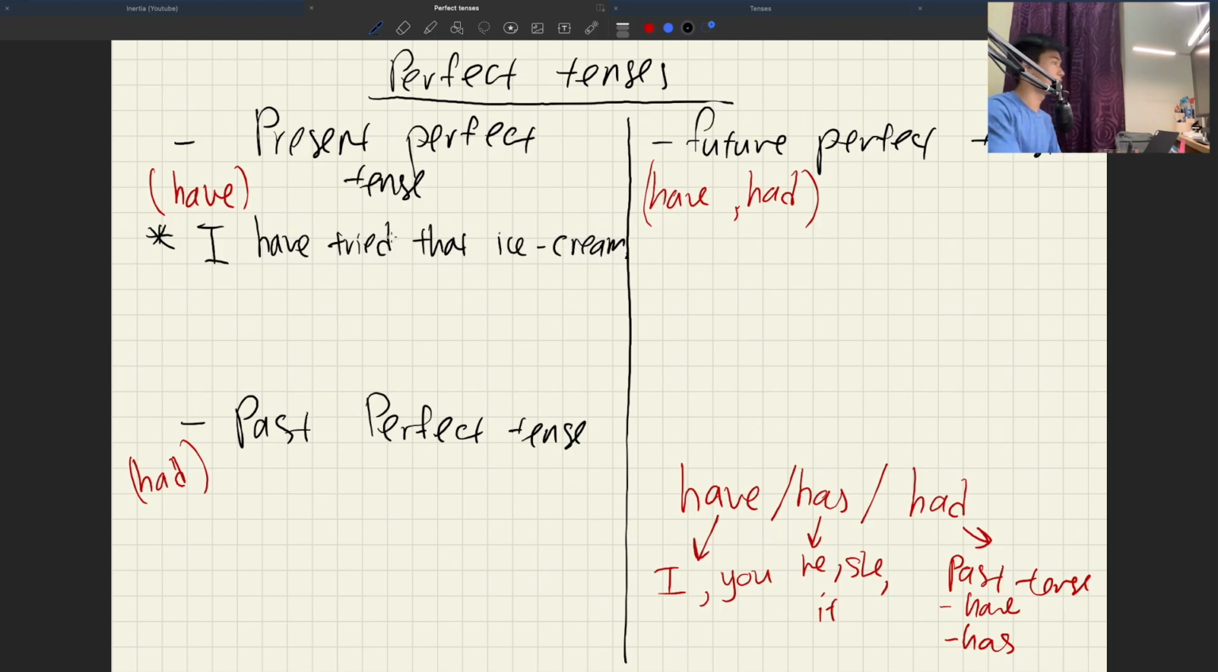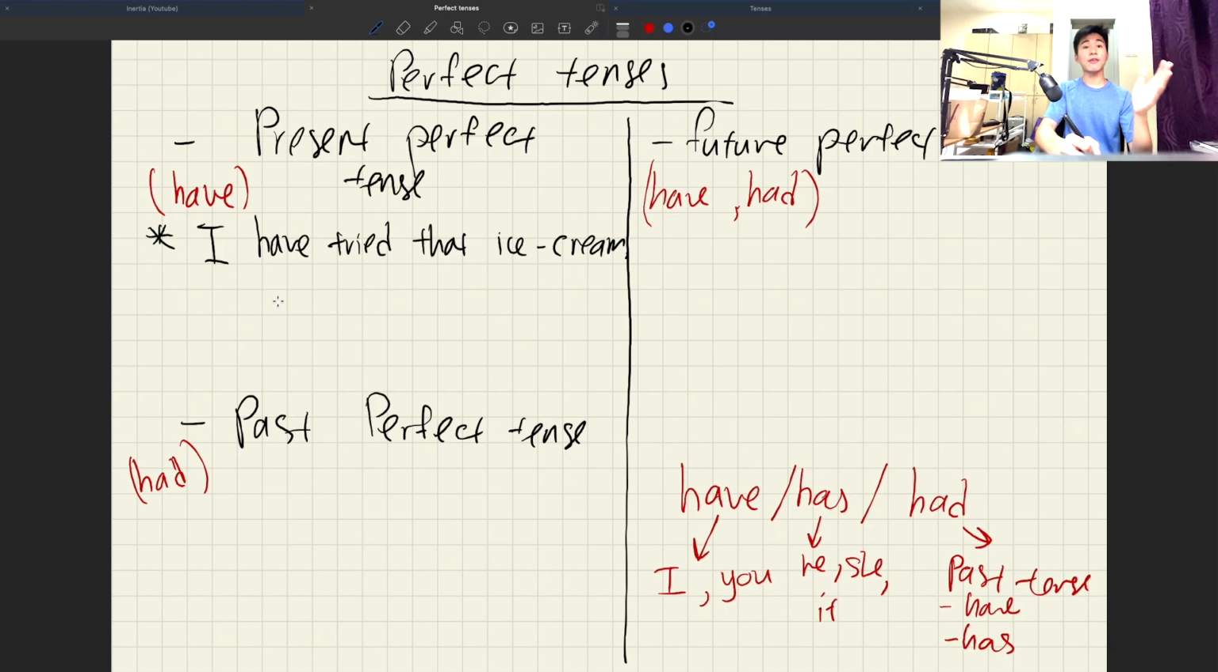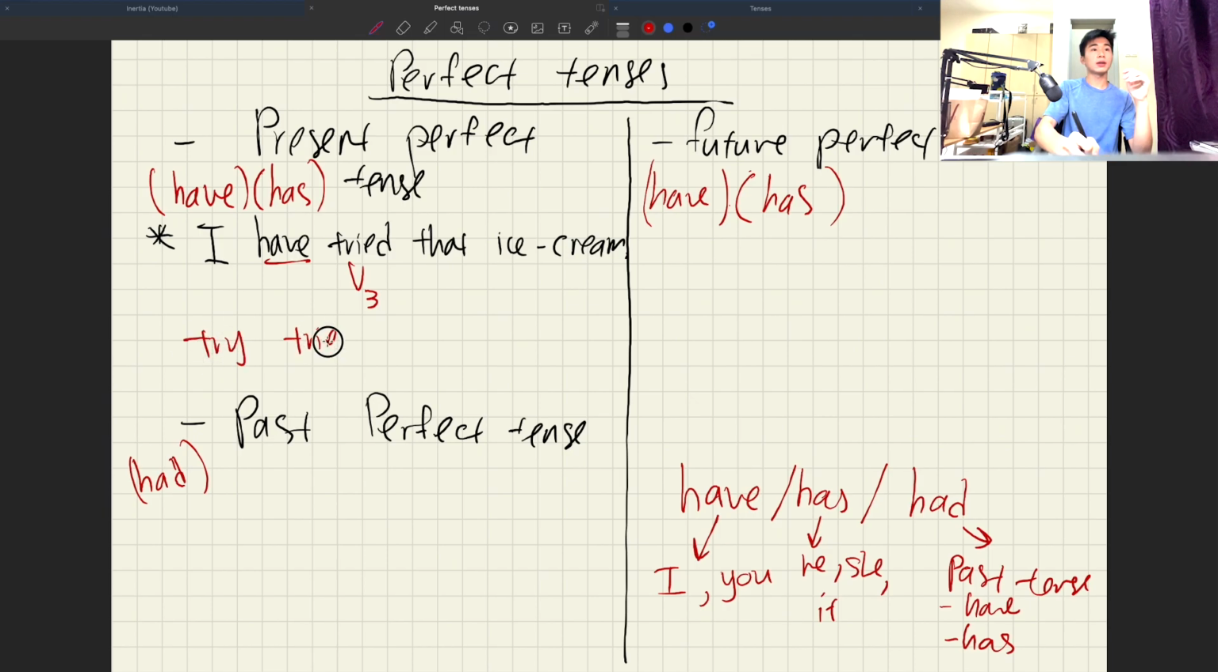Every time you have have, has, or had in your sentence, the following verb will be verb 3, which is the past participle. Verb 3. So try, tried, and tried. This is present tense, this is past tense, and this is past participle, which is verb 3. We must always use verb 3.